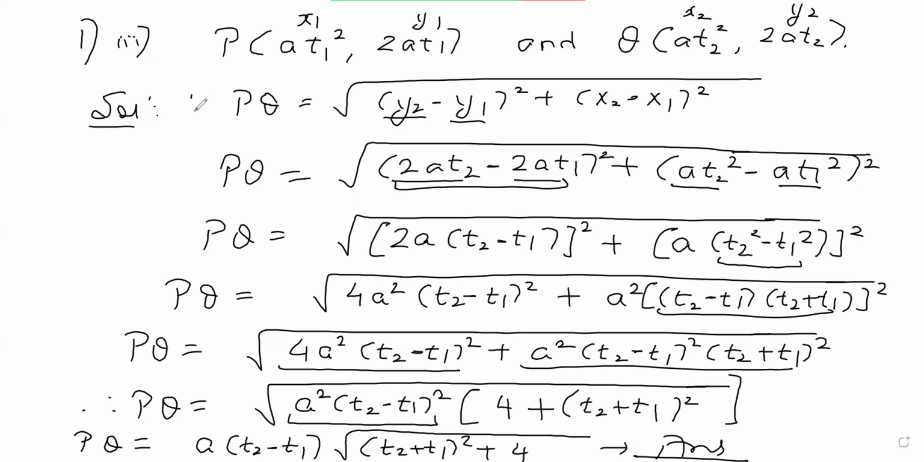Okay. First, we apply the distance formula, distance between two points on a straight line. We apply the formula. Then we put in the coordinates. Then we take certain terms common, we factorize, and then we get the final answer. So I hope all students have understood question number 1. Let's now look at question number 2 for practice.